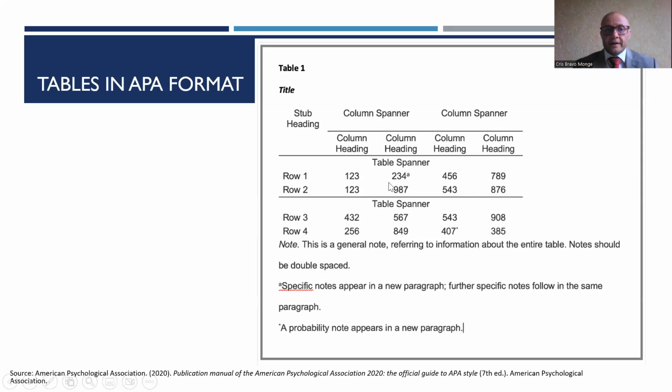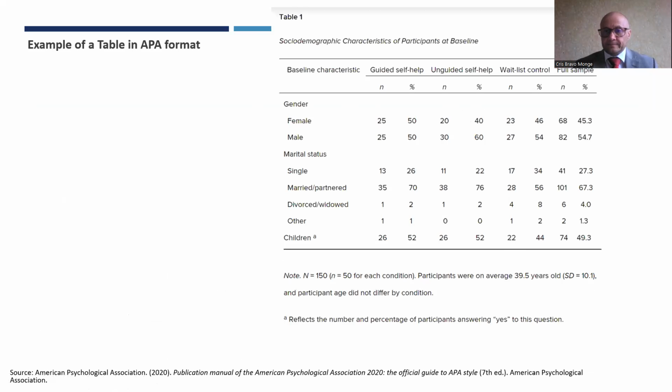This is an example of a table in APA format. As you can see, we have Table 1, numbered, and the title, Sociodemographic characteristics of participants at baseline, is in italics. Then we have the headings that explain what each column and row refers to. At the bottom, we have notes. In this case, we explain how many participants we used. It also includes an additional explanation about the children. It says children A, and the note says it reflects the number and percentage of participants answering yes to this question.